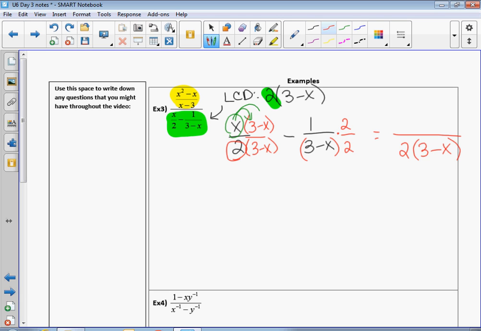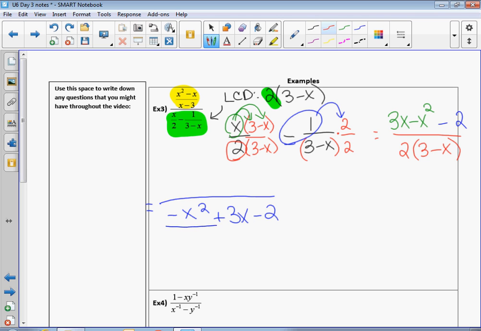We're going to take the x and distribute it to both the 3 and the negative x, giving me 3x minus x squared. I take this negative 1 and distribute that to the 2, giving me a negative 2. But let's write that in order, in standard form. This is the original denominator, so I'm going to stick it down here. This is a negative x squared plus 3x minus 2 all over my common denominator of 2 times 3 minus x.